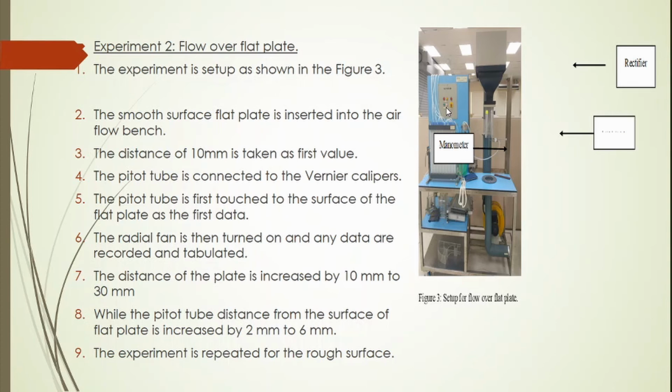Next, the distance of the plate is increased by 10 mm to 30 mm, while the pitot tube distance from the surface of the flat plate is increased by 2 mm to 6 mm. And lastly, the experiment is repeated for the rough surface.